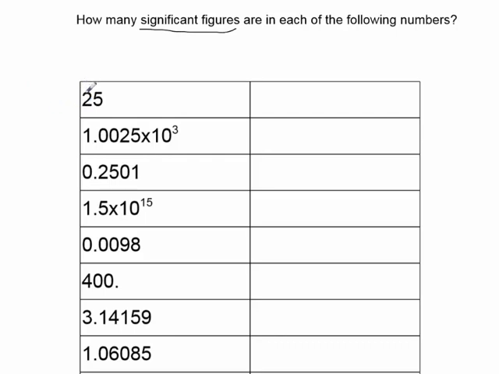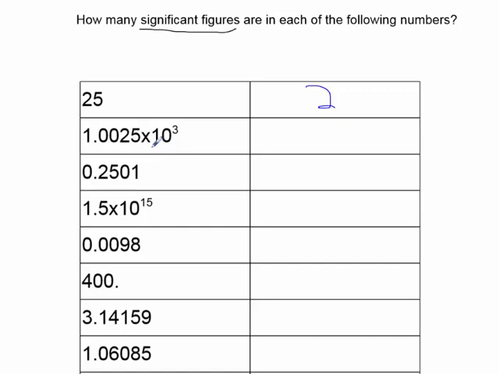When we look at a number like 25, it has two numbers in it. Neither one of them is zero, so both of those numbers are significant, and that means this has two significant figures. Now, let's look at some other numbers. What if we look at a number in scientific notation? This is 1.0025 times 10 to the third. How many significant figures does it have?